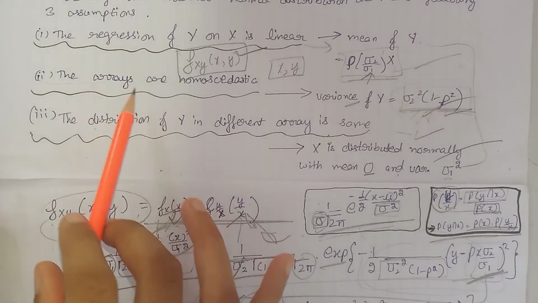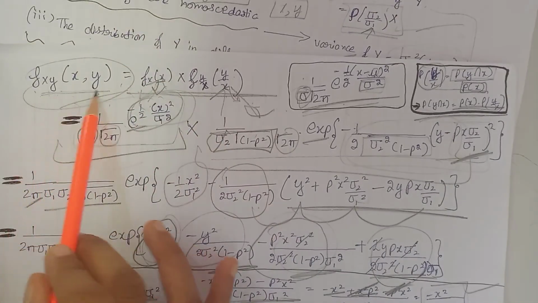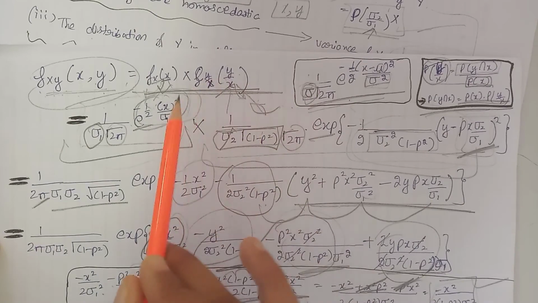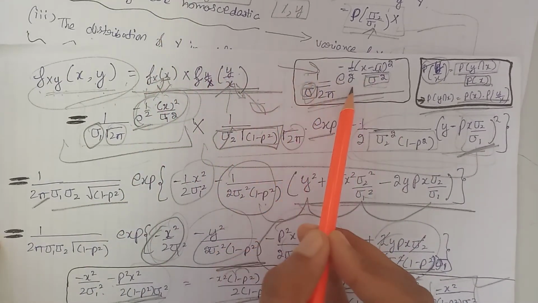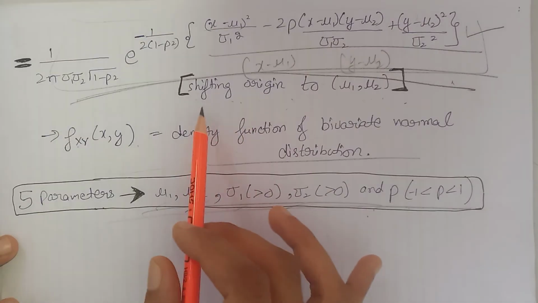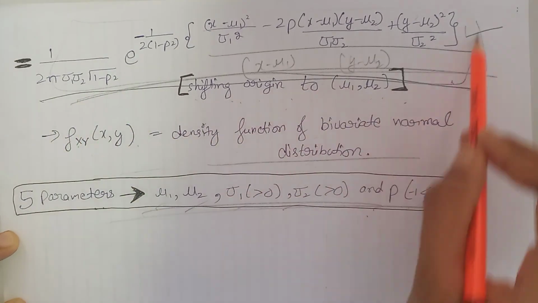Basically, firstly we make these 3 assumptions, and after that we just have to calculate the joint PDF of x and y. Then after applying this formula of probability like this, and then after applying those 3 assumptions on this PDF of the normal distribution, and after doing some calculation, and at last shifting the origin to mu1, mu2, we get our density function of the bivariate normal distribution.